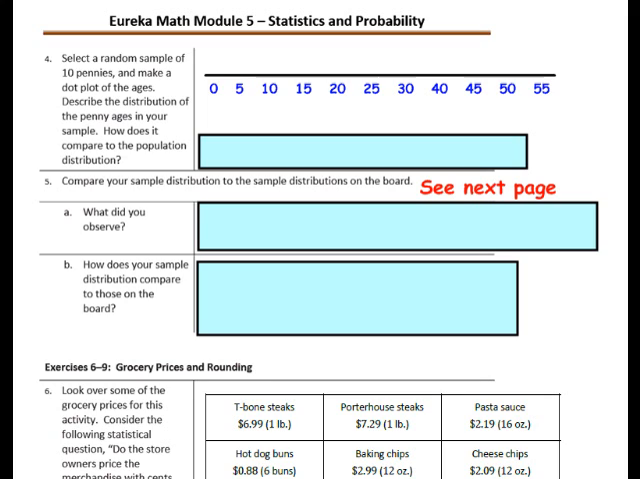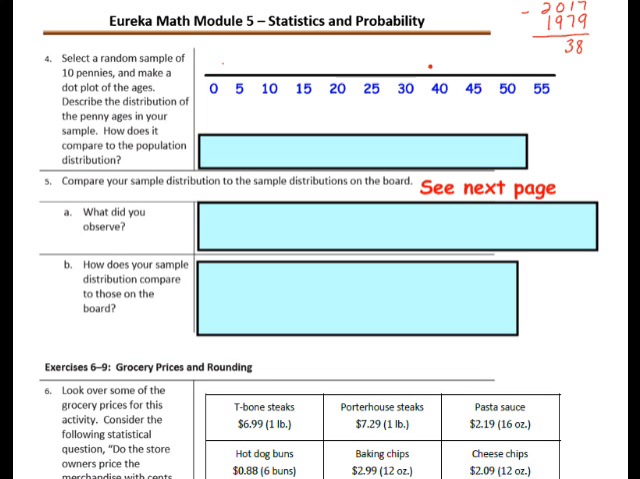Next, select a random sample of 10 pennies and make a dot plot of the ages. Describe the distribution of the penny ages in your sample. How does it compare to the population distribution? So I have 150 pennies, and I'm randomly selecting 10 pennies with replacement. I draw my first penny, and my first penny is 1979. Subtract that from 2017 to see how old the penny is. It is 38 years old, so I put my dot at 38. Replace the penny and draw another.